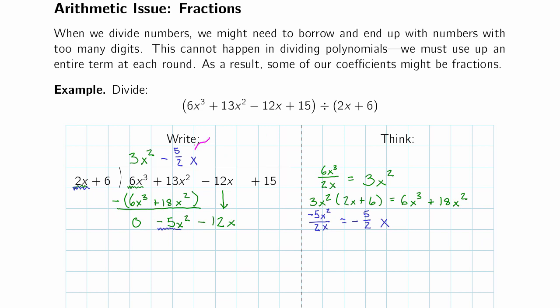I'm writing it this way instead of this way in order to make it look like a polynomial. Negative 5 halves x looks like a number times x, whereas negative 5x over 2 looks like a rational expression. Okay, so that's fine. That's going to make my multiplying a little bit more complicated, just because I have to do fraction multiplication.